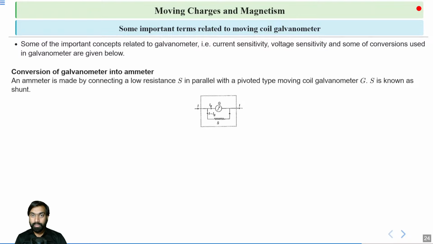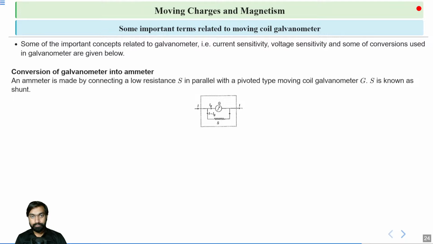So we connect a very low resistance called a shunt resistor, denoted as S, as shown in the figure, in parallel with the galvanometer, which has resistance G. Why parallel? Because in parallel the current splits into two paths. The galvanometer coil only needs to carry a small fraction of the current, preventing damage. The rest of the current flows safely through the shunt resistor S.